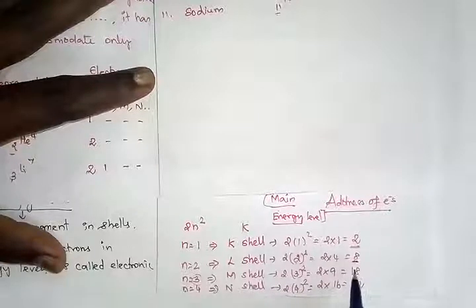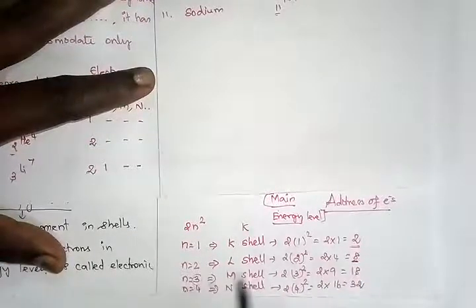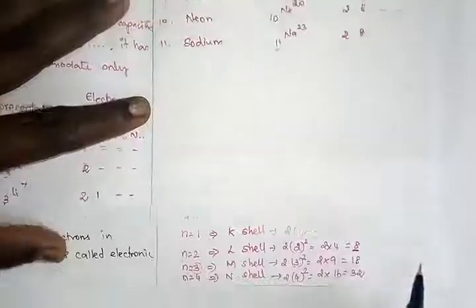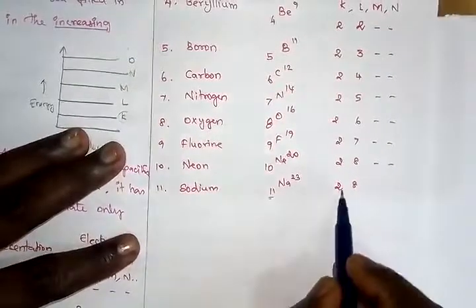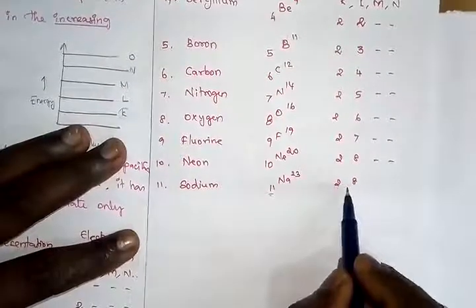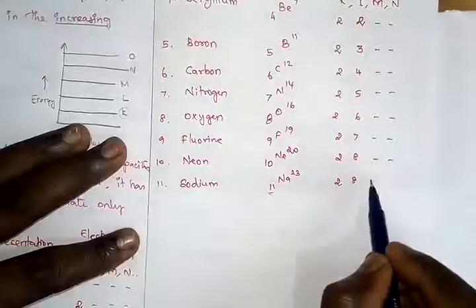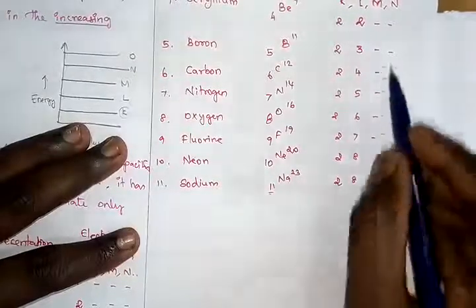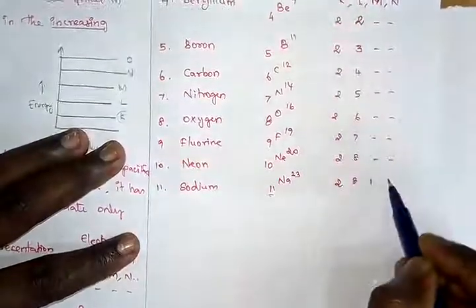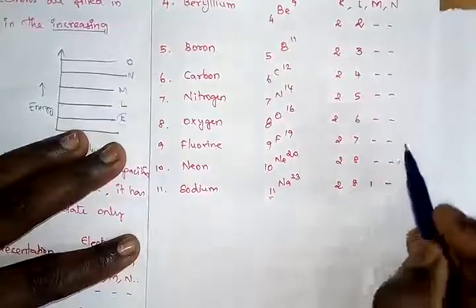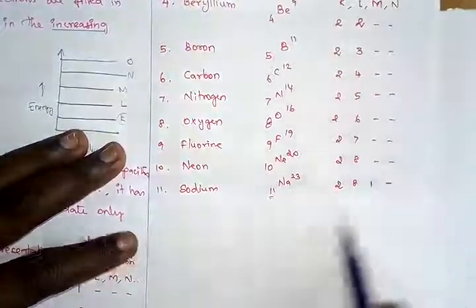So the next electron jumps to the M shell, that is n is equal to 3. We have 8 electron capacity, right? So 2 plus 8, 10. 11 minus 10, 1. So that 1 electron will go to the M shell. The next shell, the N shell, is empty here.